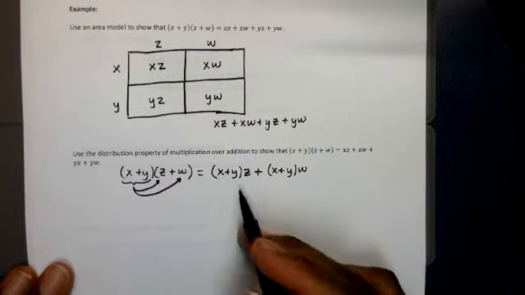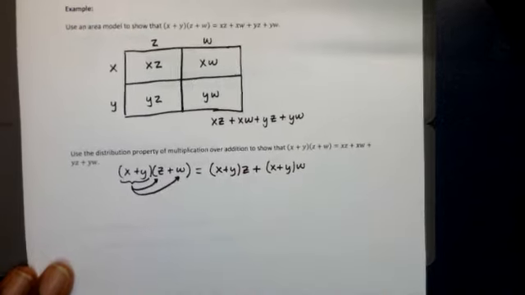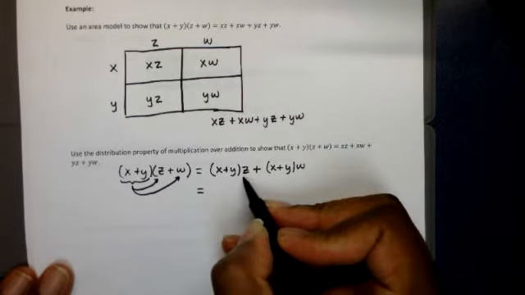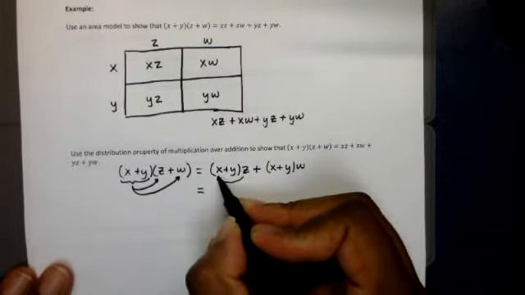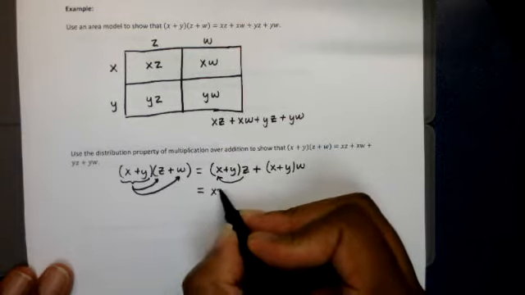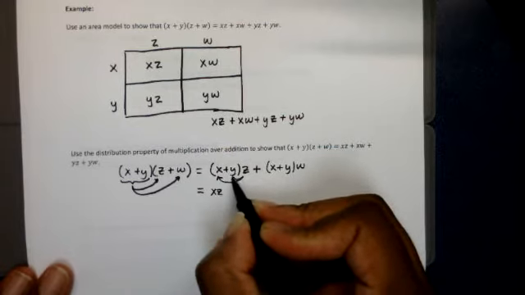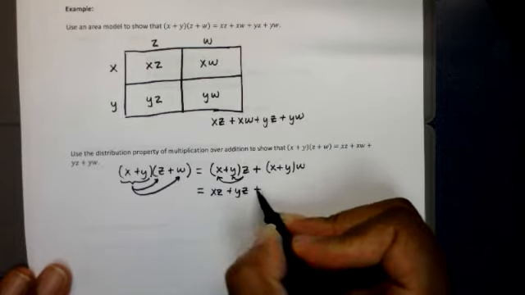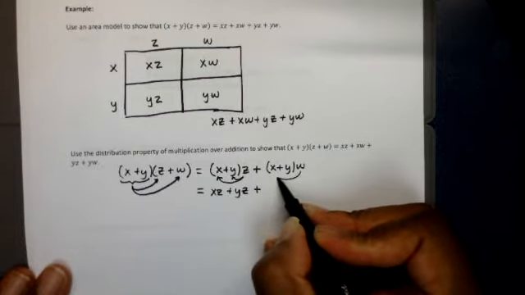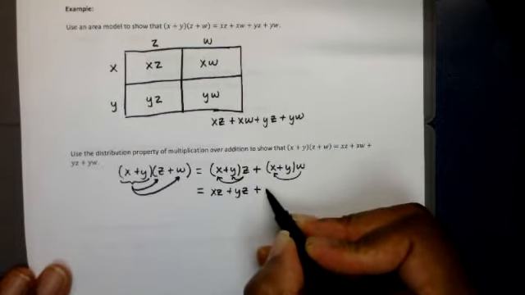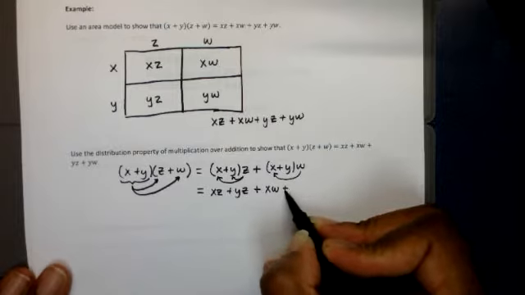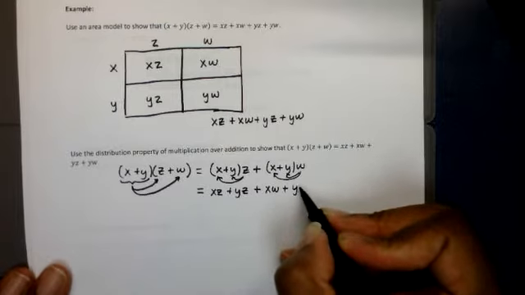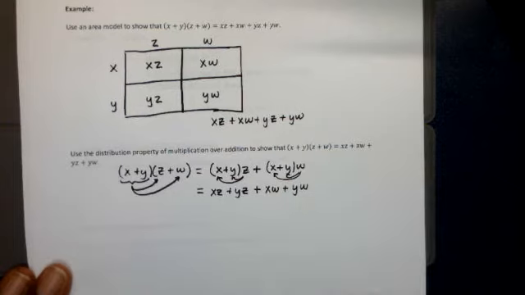And then again, I distribute the z over the x plus y and distribute the w over the x plus y through multiplication. So here, the z times the x, that'll be xz. Then the z times the y will be plus yz. And then plus w times x would be xw, plus w times y would be yw.